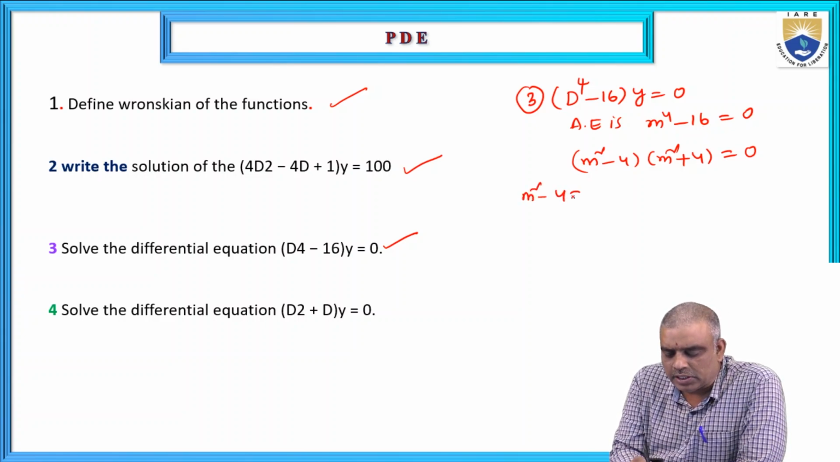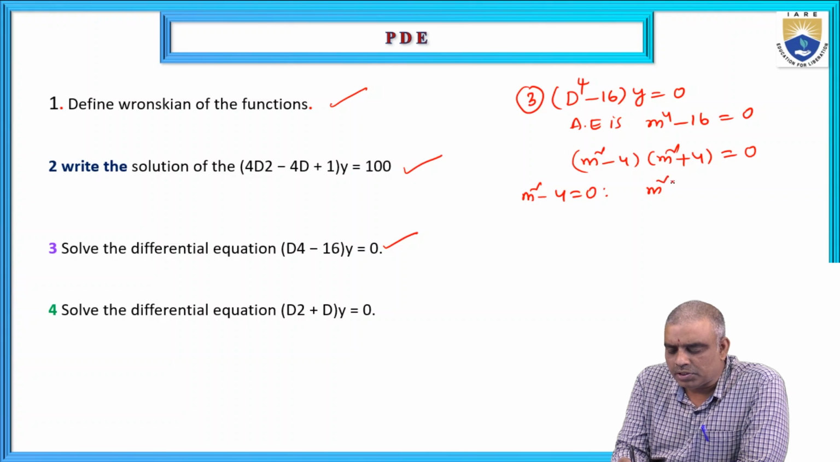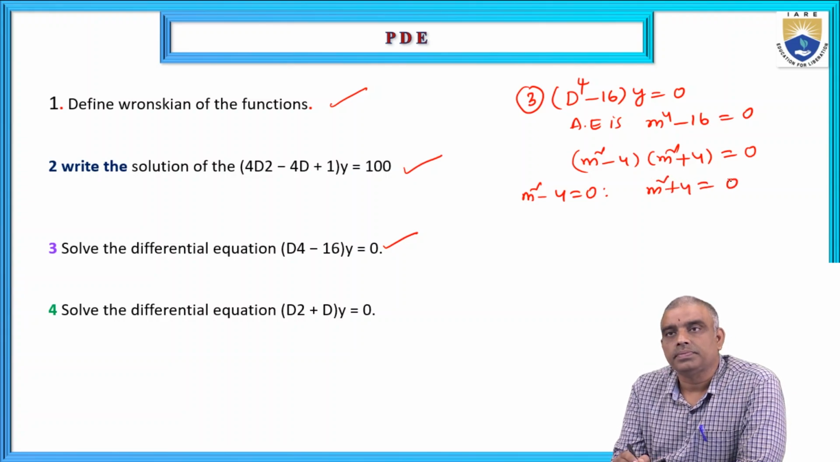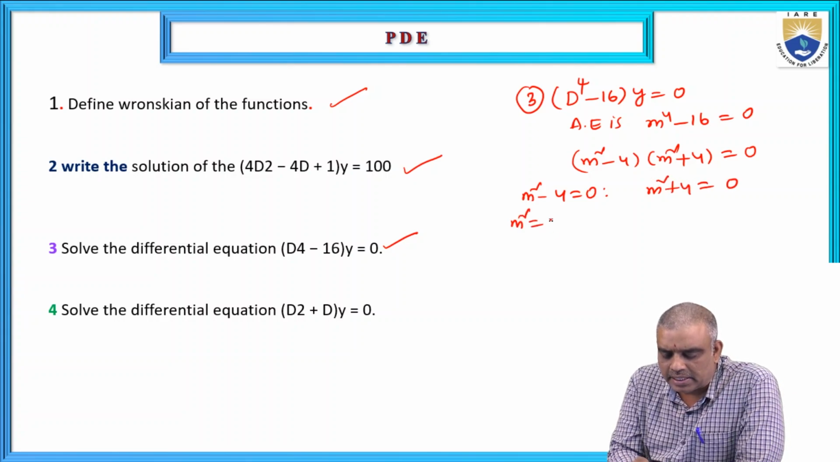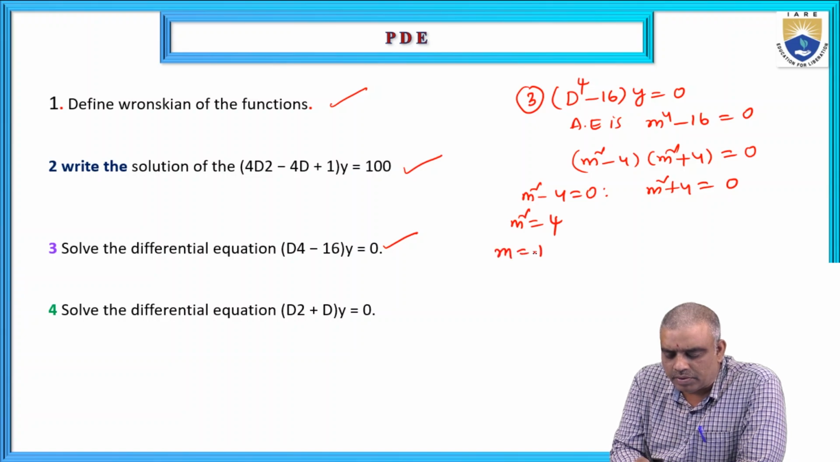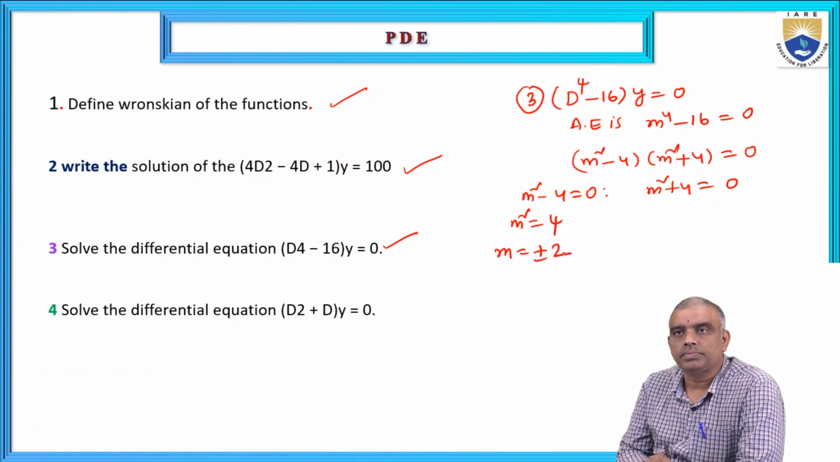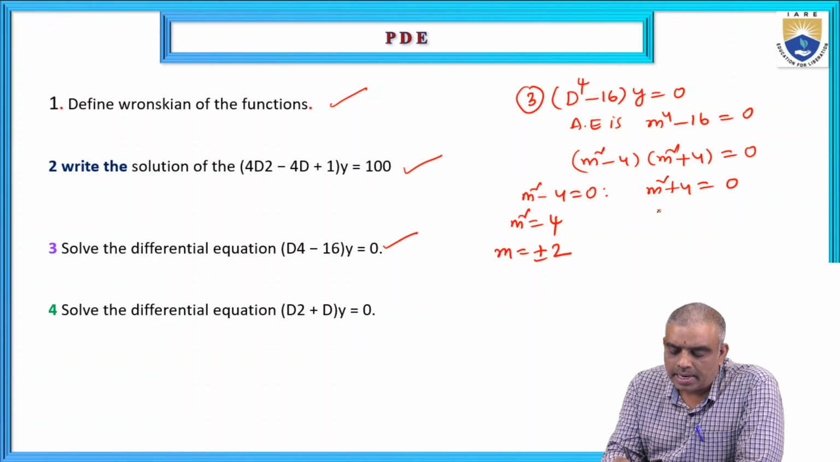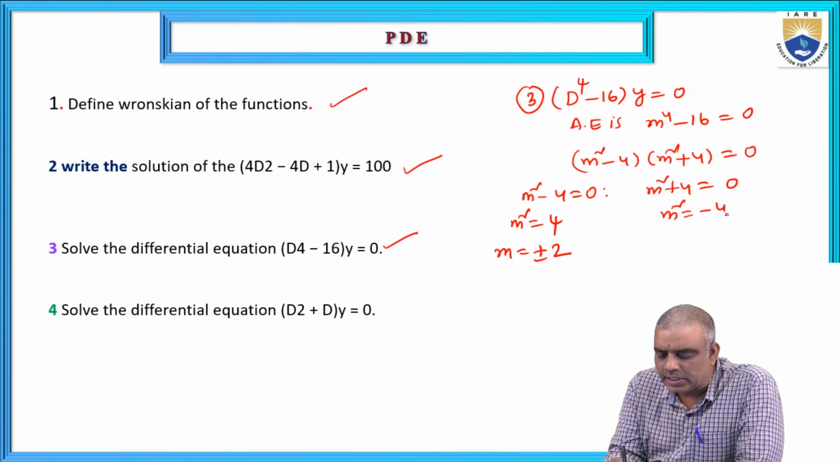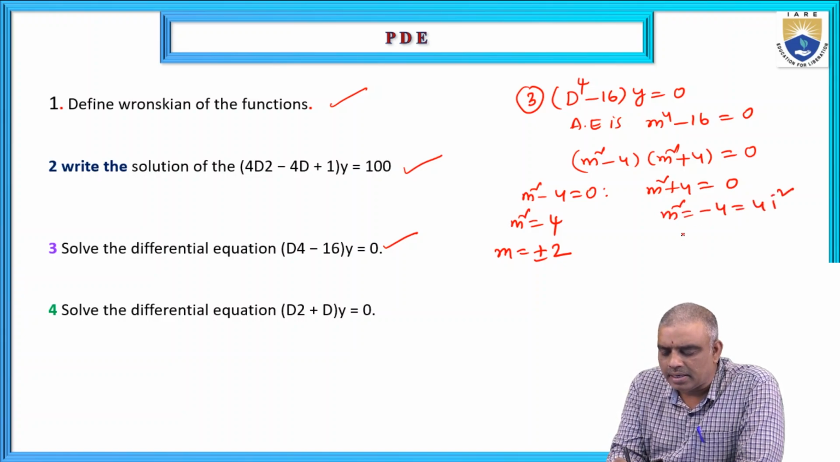So m square minus 4 is 0, or m square plus 4 is 0. So m square is equal to 4, m is equal to plus or minus 2. And here m square is equal to minus 4, or 4i square. So m is equal to plus or minus 2i.